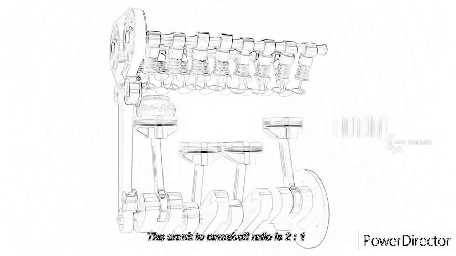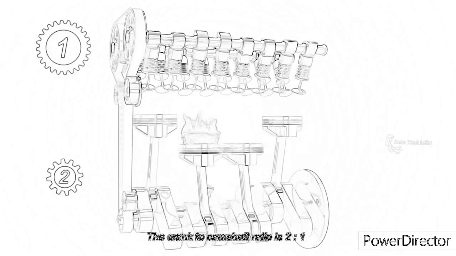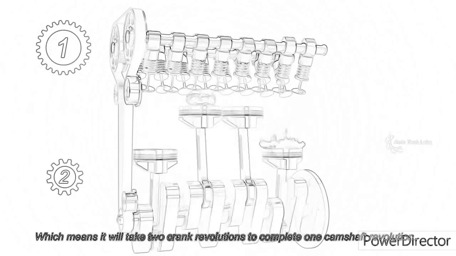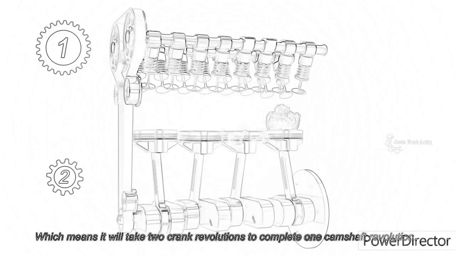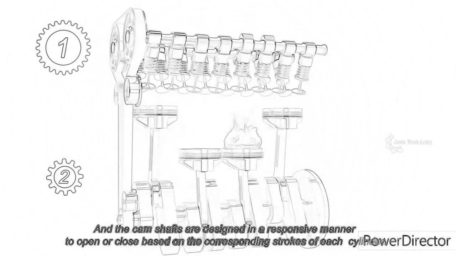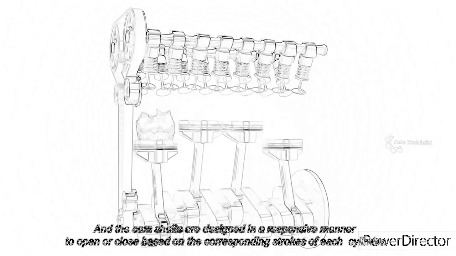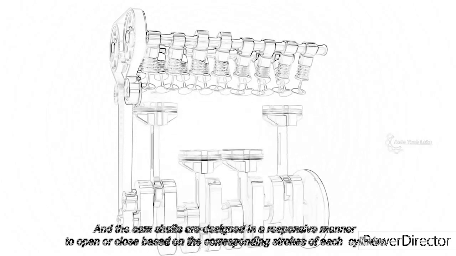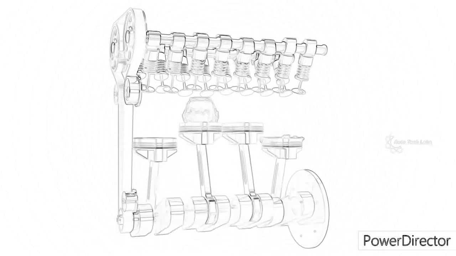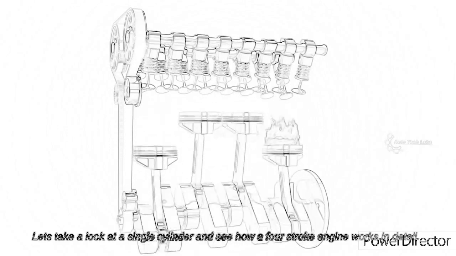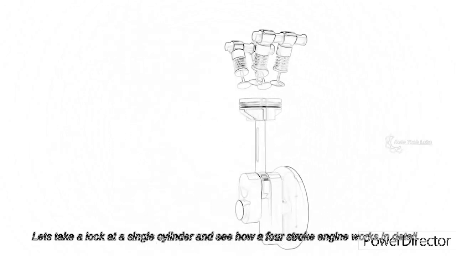The crank to camshaft ratio is 2:1, which means it will take 2 crank revolutions to complete 1 camshaft revolution. And the camshafts are designed in a responsive manner to open or close based on the corresponding strokes of each cylinder. Let's take a look at a single cylinder and see how a 4-stroke engine works in detail.